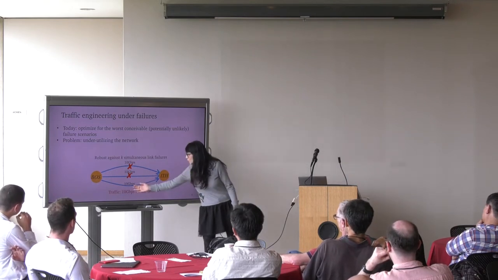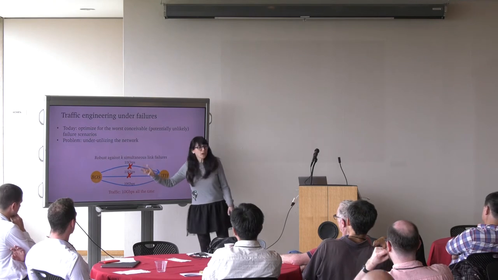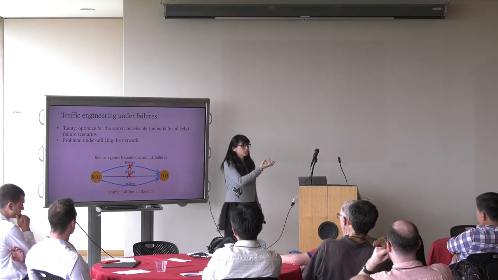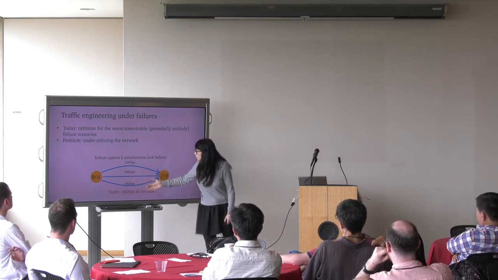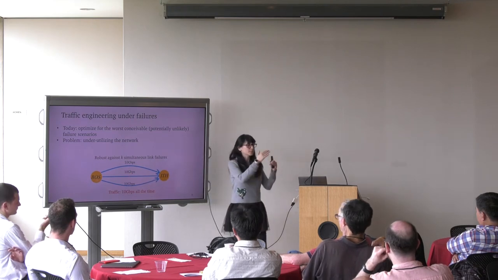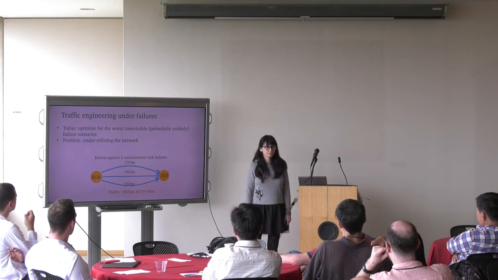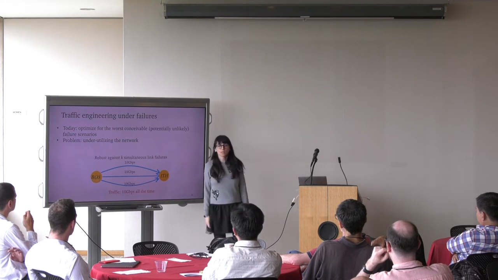Because the capacity is 10G, it means that the traffic engineering formulation ends up carrying 10 gigabits per second on this network all the time because all the links are busy waiting for each other to fail. But this network is robust against K-link failures.